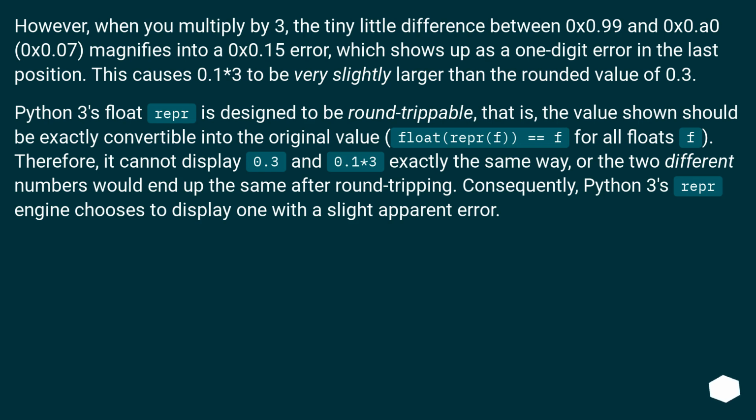Python 3's float repr is designed to be round-trippable, that is, the value shown should be exactly convertible into the original value: float(repr(f)) equals f for all floats f. Therefore, it cannot display 0.3 and 0.1 times 3 exactly the same way, or the two different numbers would end up the same after round tripping. Consequently, Python 3's repr engine chooses to display one with a slight apparent error.